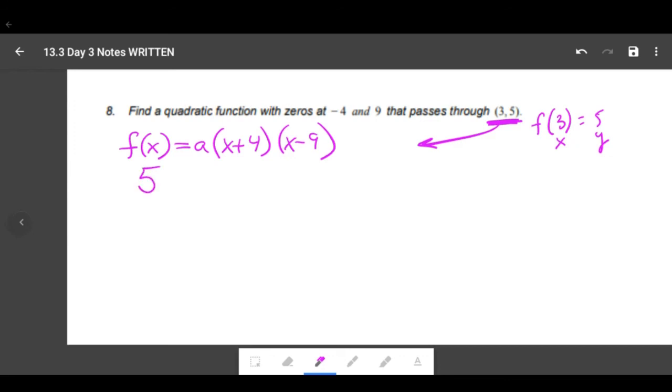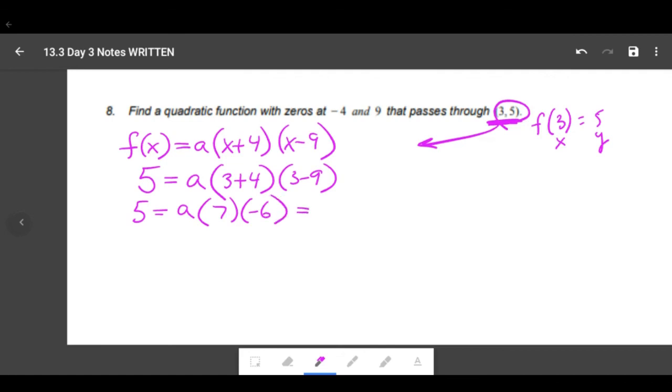I'm going to let 5 be equal to, I don't know what A is yet, and instead I'm going to have here 3 plus 4, 3 minus 9. So I'm plugging this in to find the lead coefficient. Because if it goes through (3, 5), that means there's a good chance the lead coefficient is not 1. But I've got to find that out. So I'm going to say, okay, 5 equals A. I'm going to have 3 plus 4 gives me 7. 3 minus 9 gives me -6. So this is just -42A.